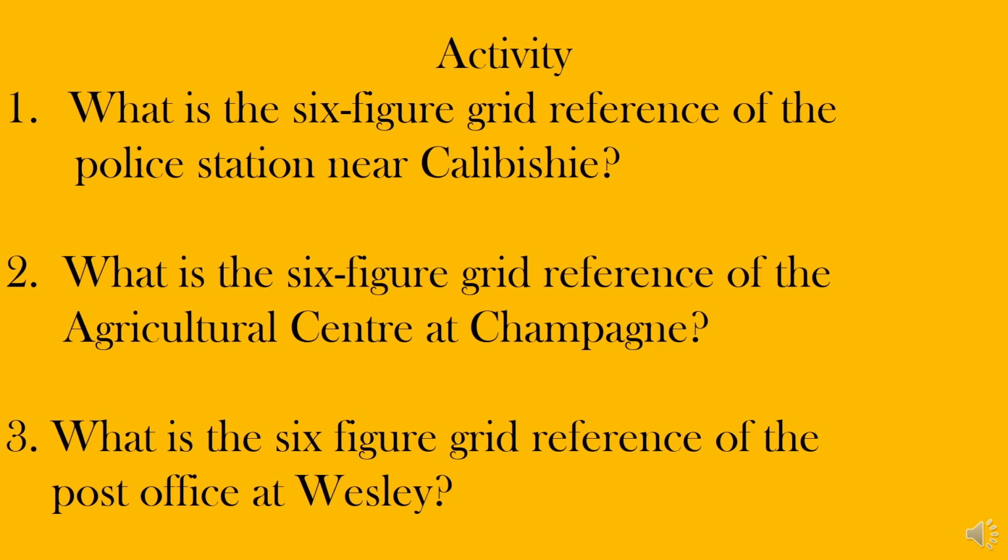Alright, now still on the Dominica map extract, we're going to do one more activity to finally seal the deal on getting a good grip of this concept of 6-figure grid referencing. We're going to do 3 more activities. The first one is, what is the 6-figure grid reference of the police station near Kalibechi? 2, what is the 6-figure grid reference of the agricultural center at Champaign? And 3, what is the 6-figure grid reference of the post office at Wesley? Let's dive right in.